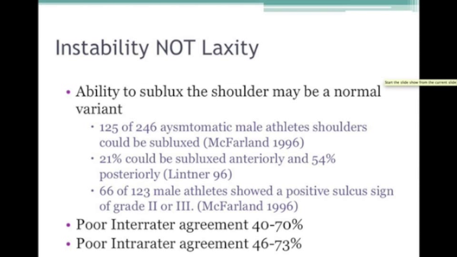So the ability to sublux the shoulder may be normal in a lot of people. 125 of 246 asymptomatic male athletes' shoulders were looked at by McFarland in 1996. 21% could be subluxed anteriorly, 54% posteriorly in the Minter 96 study. 66 of 123 male athletes showed a positive sulcus sign in that McFarland article, and that's of grade 2 or 3. Also, there's poor inter-rater agreement and intra-rater agreement when you're looking at laxity in general. So even when you're looking at you versus someone else, or you versus you, from one day to the next, you can't measure the same amount of laxity in the same shoulder.